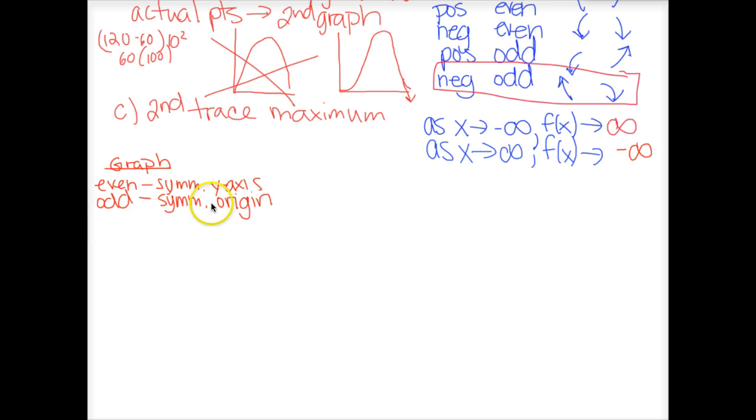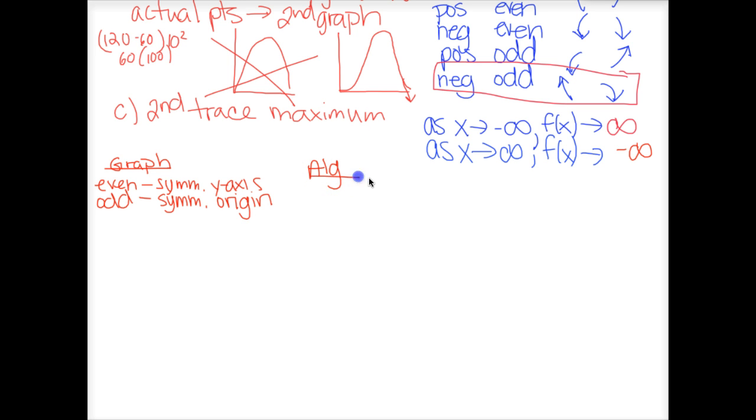which again, I described symmetric about the origin several ways. We said that's the same as a 180-degree rotation. We also said if you take the right side of the graph, reflect it over the x-axis, and then reflect it over the y, that it should line up on the left side of the graph. That's what symmetric about the origin means.